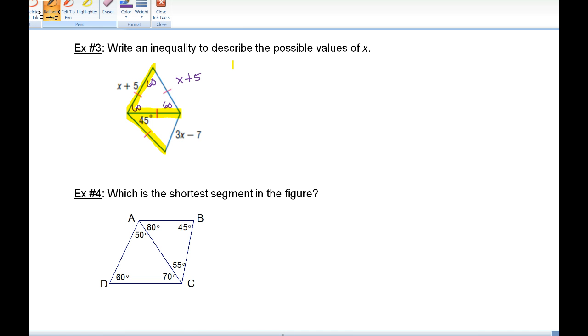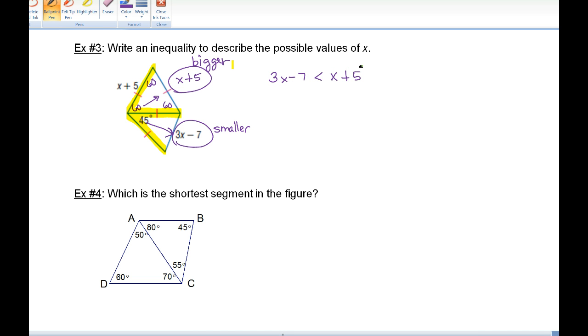Now, 60 is bigger than 45 degrees, right? Go with the top one. So the side opposite, look here. x plus 5 must be bigger than 3x minus 7. True. This one's smaller. It doesn't matter which side you use because it's the same inequality. So 3x minus 7 has to be less than x plus 5.